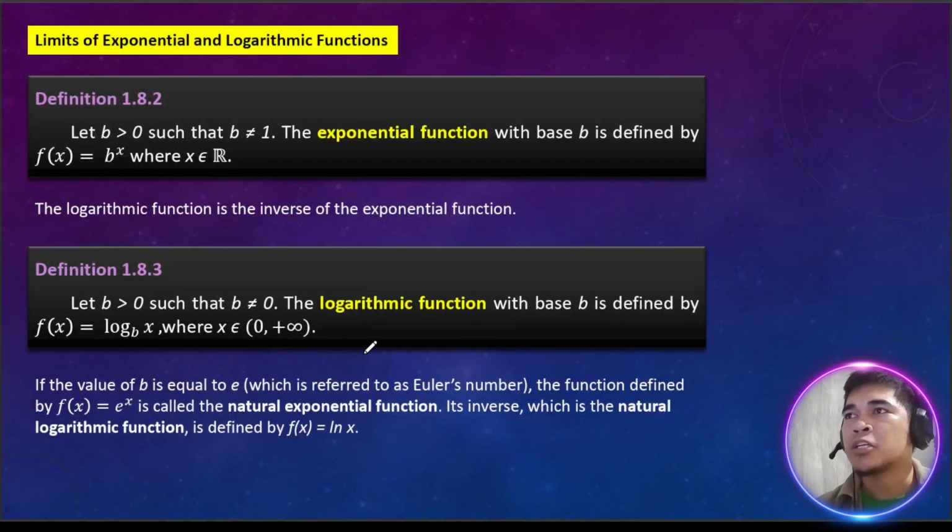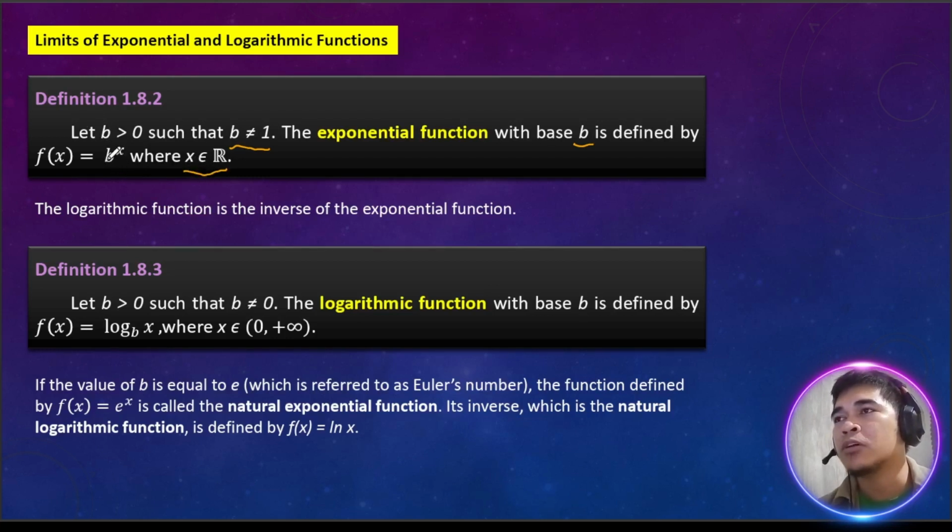Now we have the limits of exponential and logarithmic functions. Definition 1.8.2. Let b is greater than 0. So it can be 1 pataas. Pero ang b na to must not equal to 0, 1 rather. So it will start from 2 up. The exponential function with base b is defined by f of x equals b to the power of x where atong x is an element of a real number.